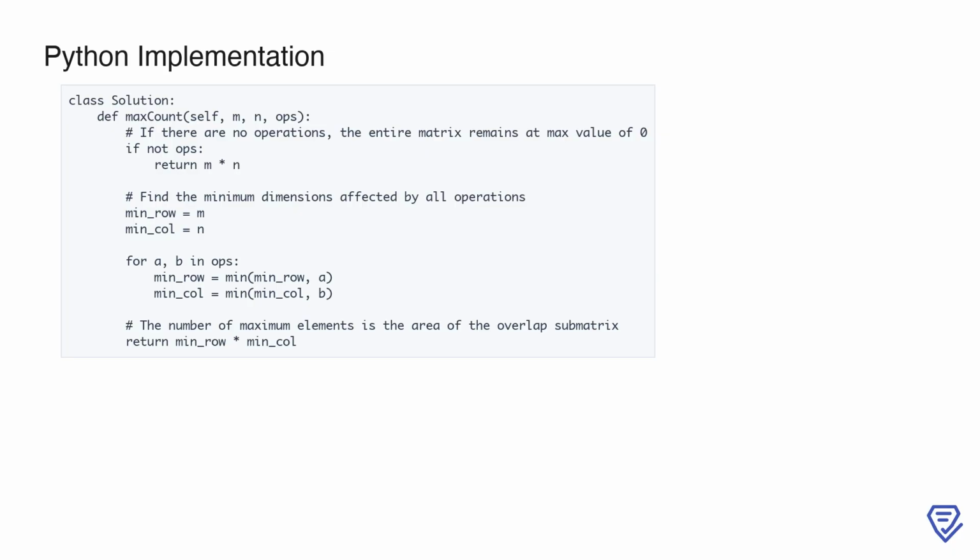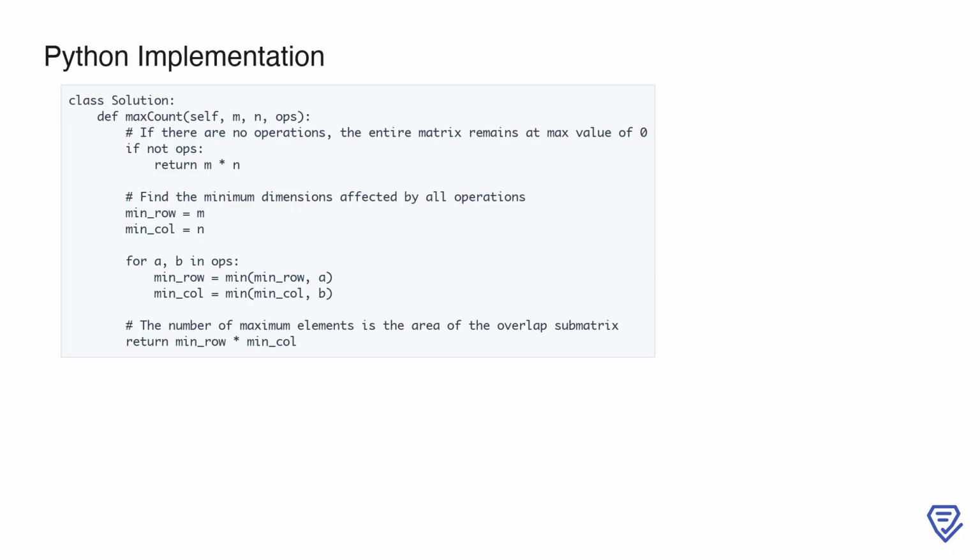Next, the algorithm determines the smallest dimensions, rows and columns, affected by all operations. This is because the submatrix that is incremented by every operation is determined by the intersection of all (a, b) ranges in ops. For each operation (a, b), it updates min_row and min_col to track the smallest overlap dimensions. Initially, these are set to the matrix dimensions m and n. The final result is the area of this overlapping submatrix, calculated as min_row * min_col. This represents the number of elements in the matrix that received the maximum number of increments.